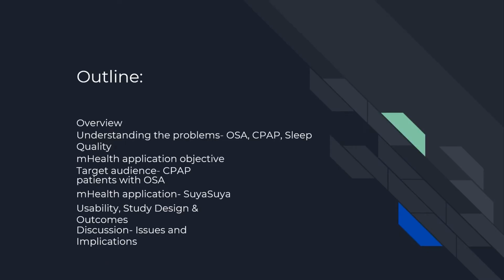Hello, this is our outline slide. We're going to give you an overview. Then we're going to talk about understanding the problems of obstructive sleep apnea, CPAP use, and sleep quality. After that, we'll talk about our mHealth application objective. Then we'll talk about our target audience, which are individuals with obstructive sleep apnea with CPAP use. After that, we'll go into detail about our mHealth application, which is SuyaSuya. And then we'll talk about usability, study design, and outcomes. And finally, in our discussion page, we'll talk about the issues and implications.